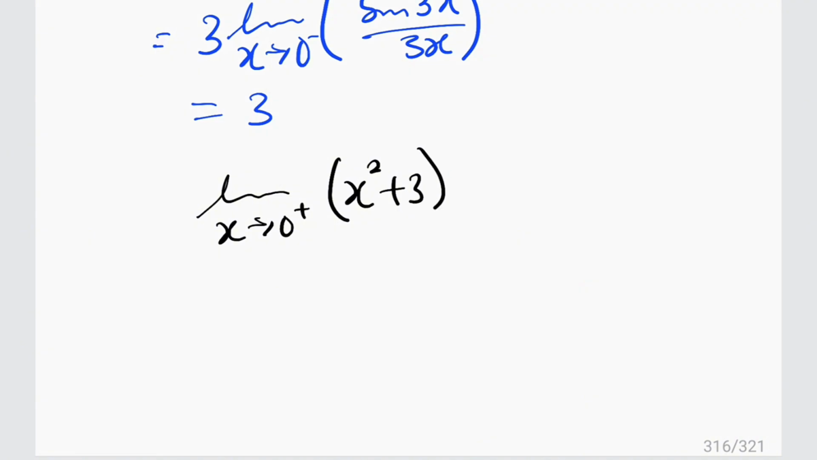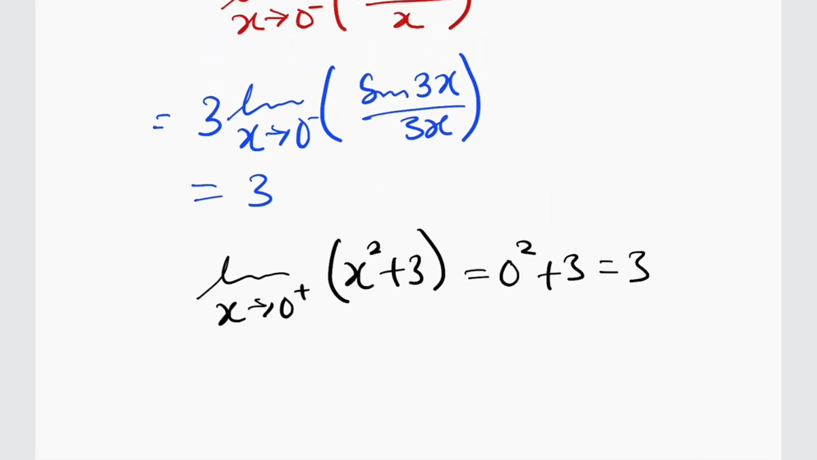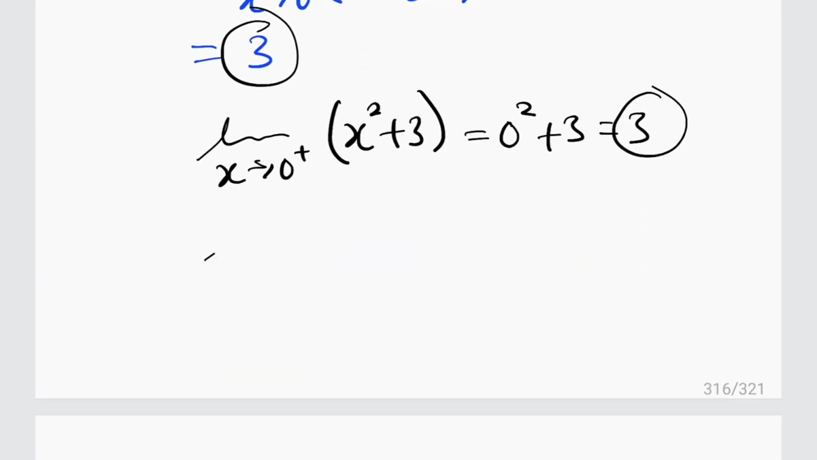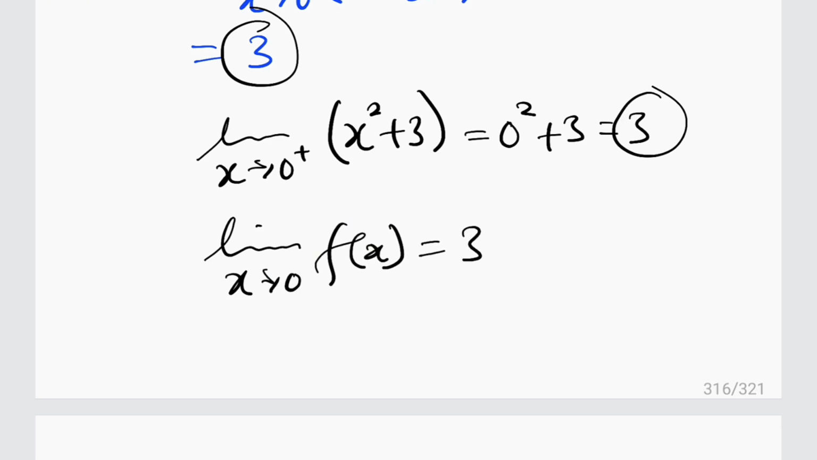And this is quadratic, which is polynomial. You can always plug in your value directly. So this is equal to 0 squared plus 3, which is equal to 3, right? So you can see that the left-hand side limit is 3 and the right-hand side limit is 3, which implies that the general limit as x approaches 0 of that function is just equal to 3 because it exists.